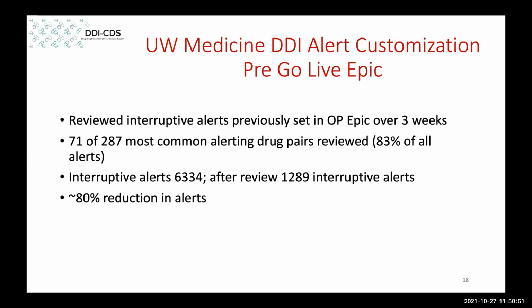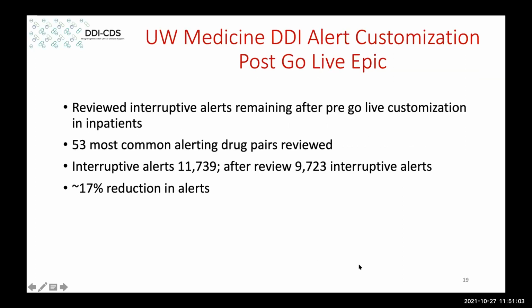And then we went live with Epic, and we let everything sit for a few months while we settled down and got the systems all running well, which actually went quite smoothly, I think. And if you go to the next slide, Dan, you can see what we ended up with after the go live. This time, when we looked at the data, we were looking at the inpatient alerts. So there were some differences, obviously, in the number of alerts triggered in the inpatient setting versus the outpatient. We went through again and looked at the most common alerts. We chose to review 53 of the most common ones. They represented almost 11,800 interruptives. After review, there were still about 9,800 interruptive alerts, a 17% reduction.